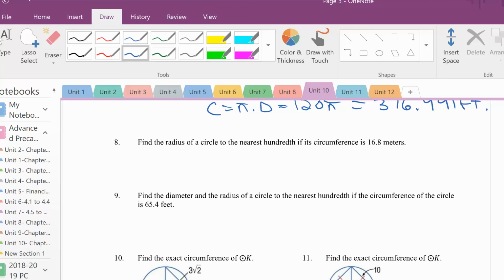Find the radius of a circle to the nearest hundredth if its circumference is 16.8 meters. So remember, circumference is 2 pi r. So therefore 16.8 equals 2 pi r. Divide by 2 pi. And r is equal to 2.67 meters.